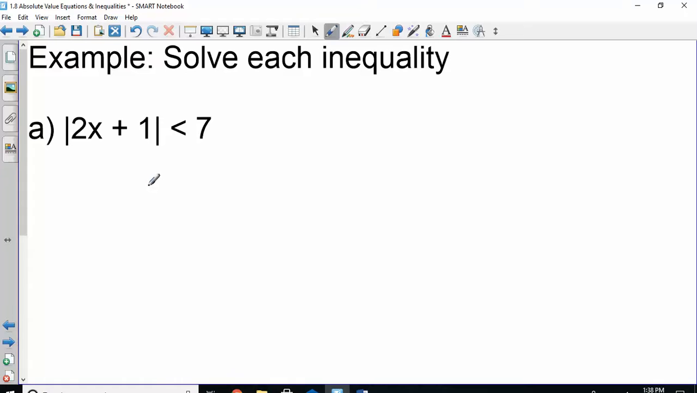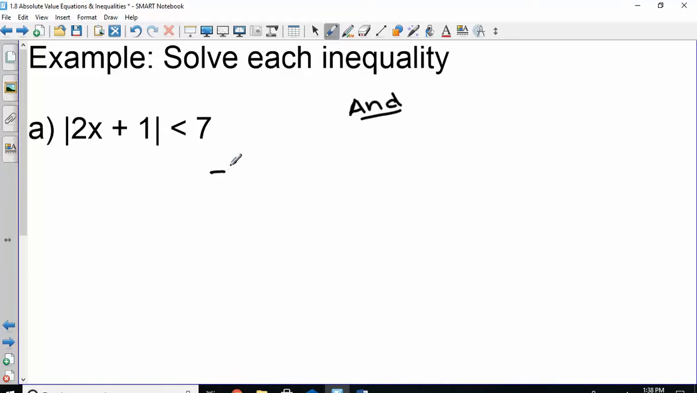First, isolate the absolute value, which it is. Second, if it's an inequality, we have to ask ourselves, is this an and or an or statement? Less than is an and. That means we make one big inequality.